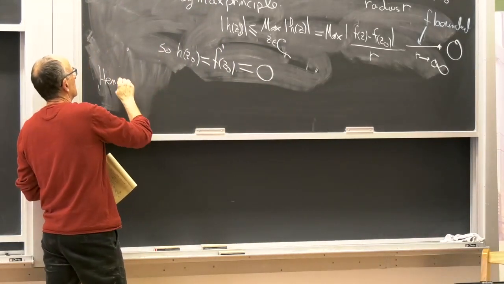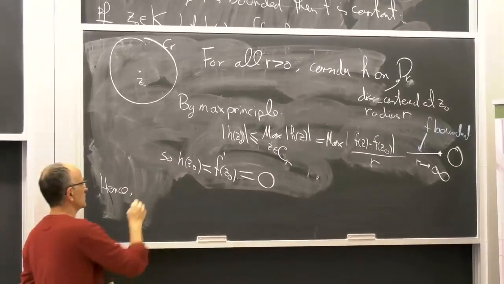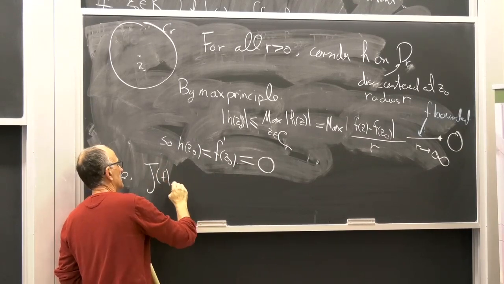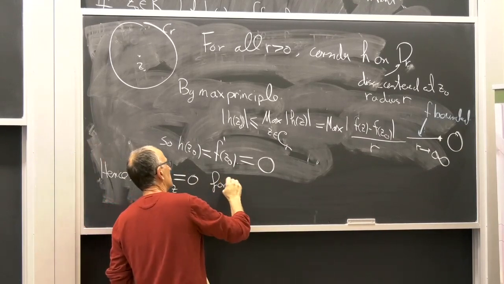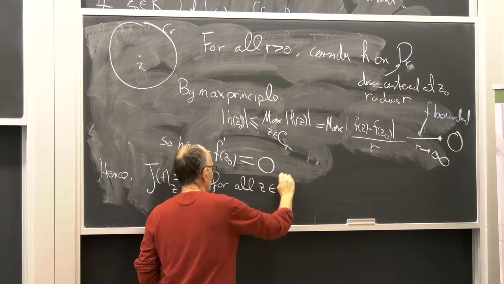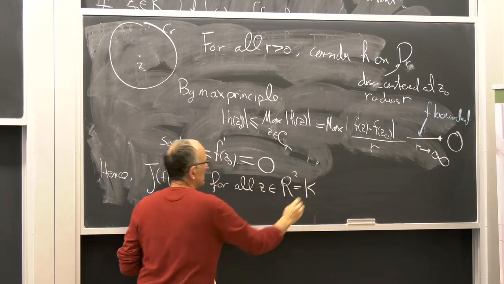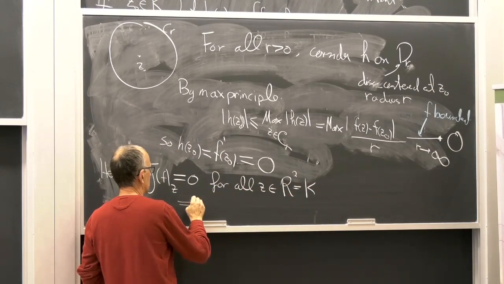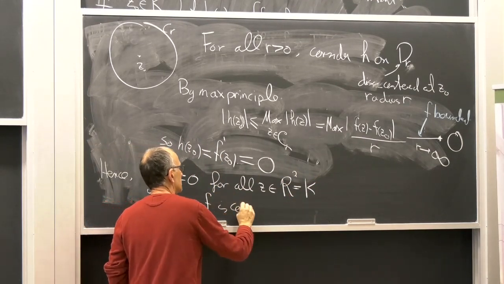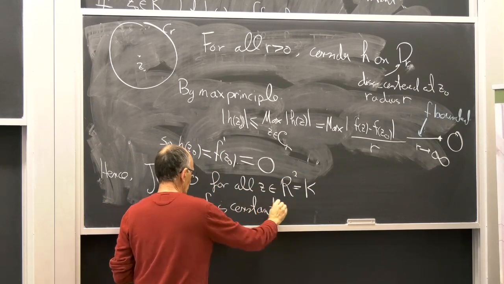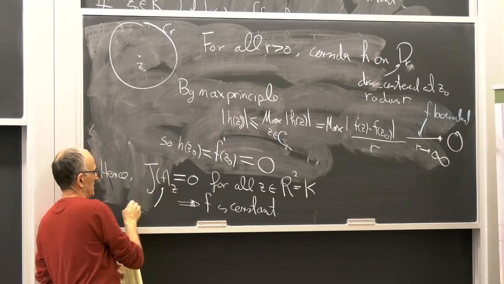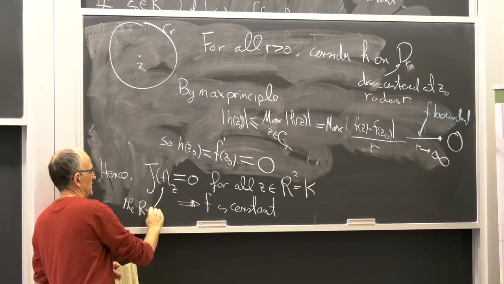Hence, now I'll use the real notation, the Jacobian notation. The Jacobian of f is zero for all z in R2, which is K. And now just by our minimality, we know that when you have a function whose derivative is zero everywhere, the function is constant, for example by Lau's book, the R differentiability part, right? So this is the R Jacobian.